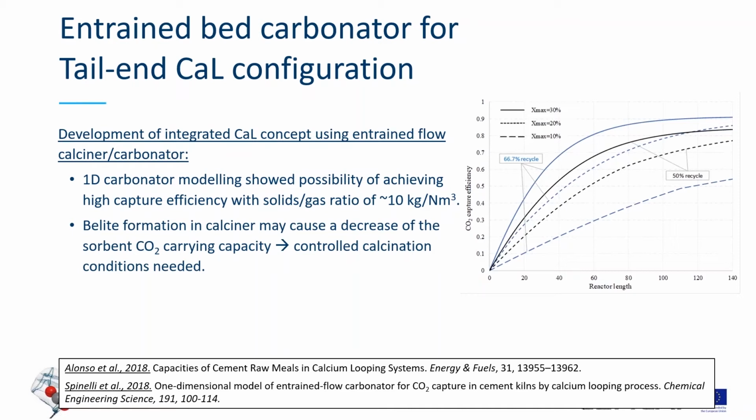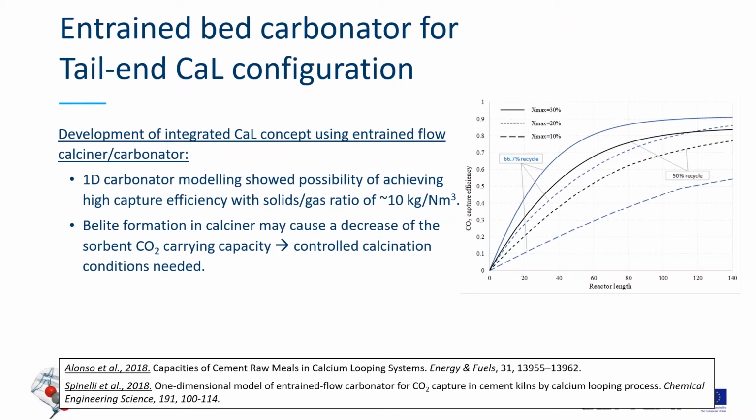Another important issue that was revealed by experiments is that the formation of belite, so calcium silicate, in the calciner may cause a decrease of the sorbent CO2 carrying capacity, and therefore we will need controlled calcination conditions in order to avoid the loss of activity of the sorbent.